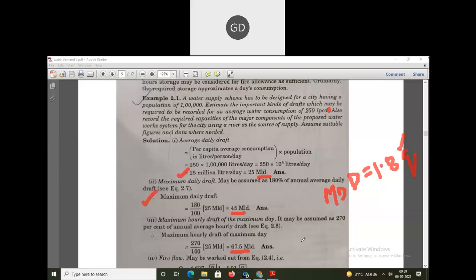So these two drafts you have got. Now you have to find out the coincidental draft. There are three kinds of draft, right? Maximum daily demand or maximum daily draft, then maximum hourly draft or maximum hourly demand, then comes your coincidental demand. For the coincidental demand or coincidental draft, you know the formula is MDD plus your fire demand. But in this question you don't have any value for your fire demand. So now you need to find out the fire demand.